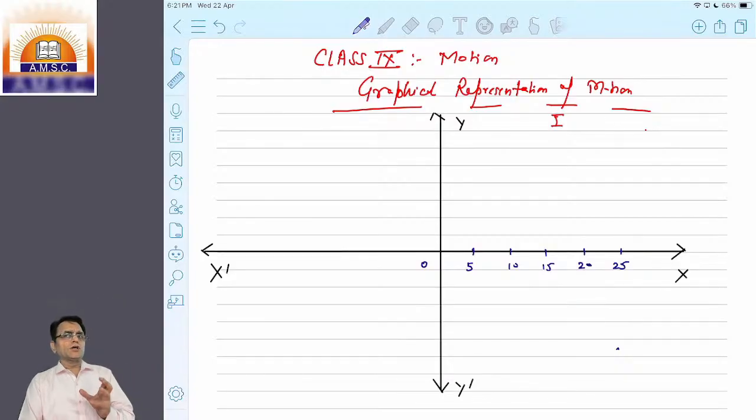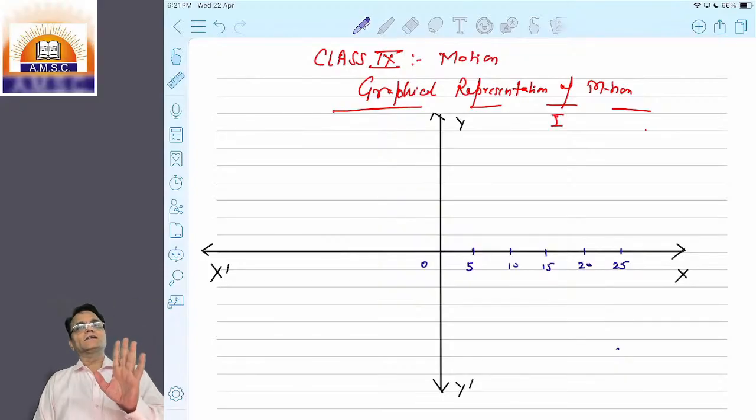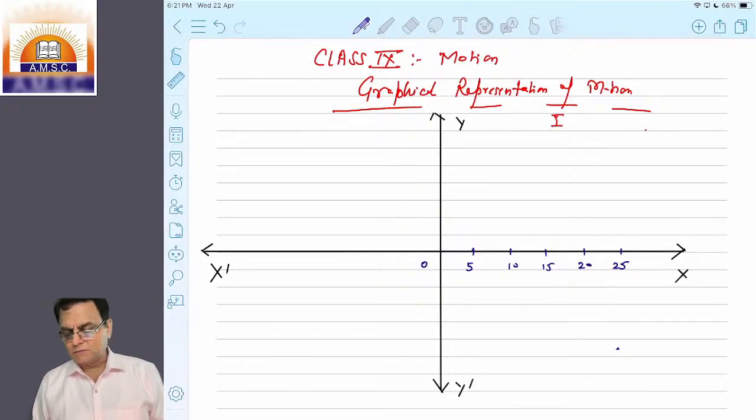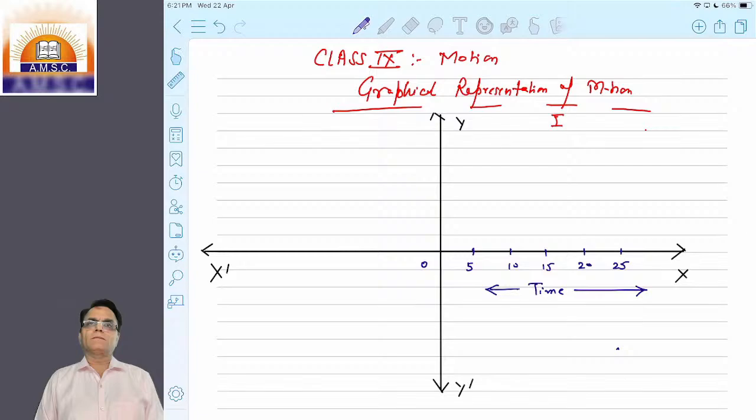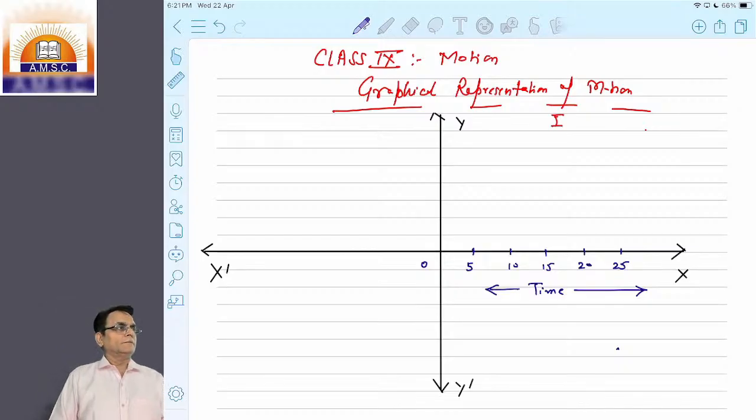Whatever be the nature of motion that we will analyze through the graph, the x-axis always represents the time. So this represents time. Maybe in seconds, minutes, hours, that's a different story. But time would always be on the x-axis. Is it clear? The positive part of the y-axis may represent the distance, displacement, or velocity.